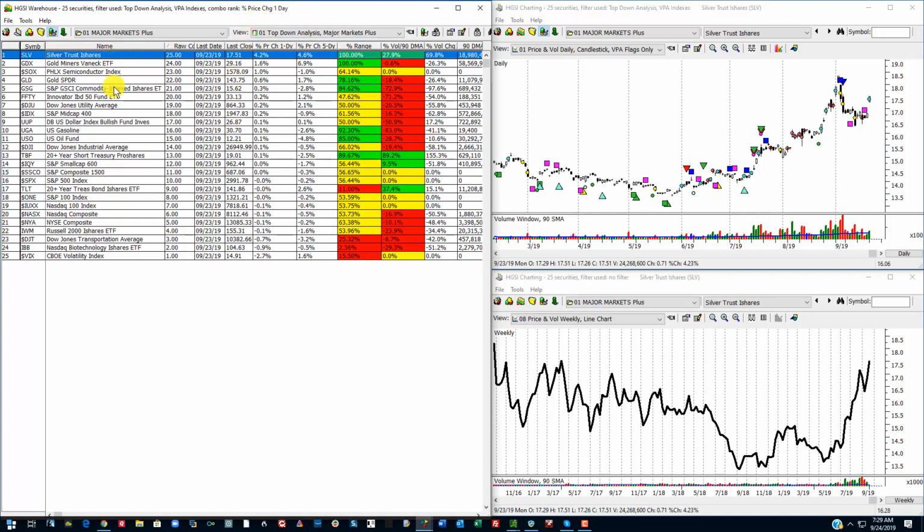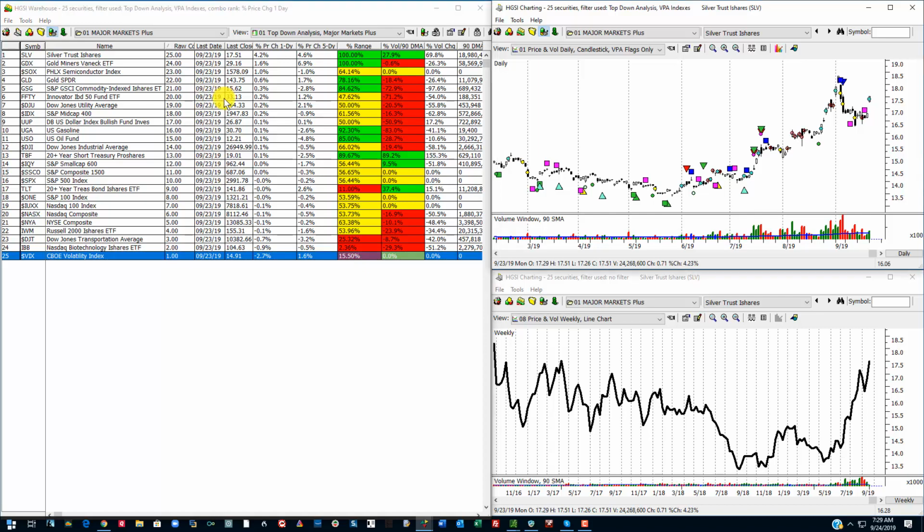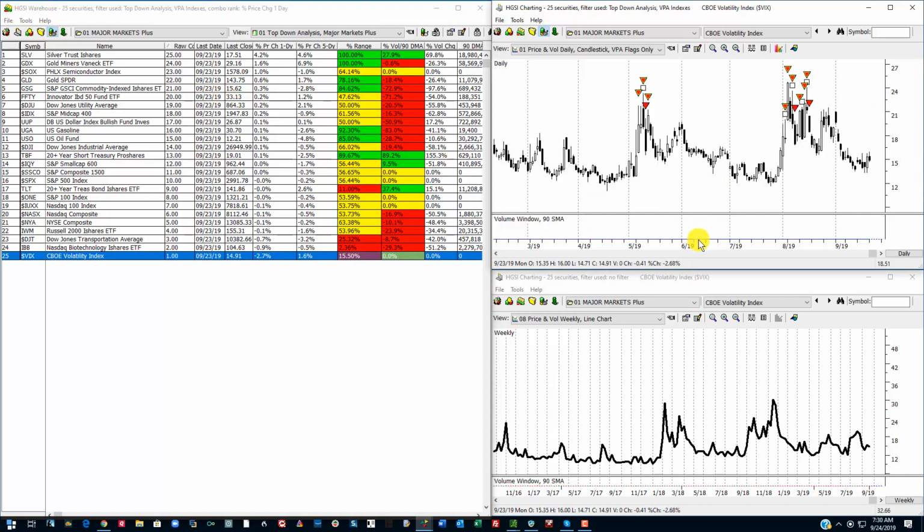And as I go down the list, I can see that the volatility index, or the VIX, is at the bottom, down 2.7%, which indicates that there really isn't a lot of fear in this market based upon 1 day. What I want to do, though, is I want to look at a longer term. There's no volume associated with the VIX, but I can see that this is not a fearful market.